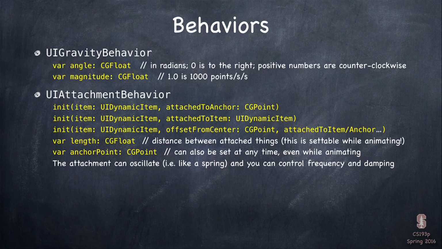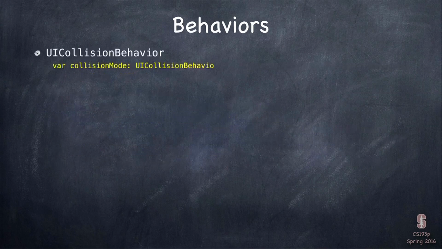The anchor point, if you have a point and an item, that can also change. Like maybe it's attached to the finger using a gesture, and you're moving your finger around, and the attachment point is changing. It's pulling the other thing around with it. I'm actually going to show that in the demo on Wednesday. So there's a lot of power in an attachment behavior.